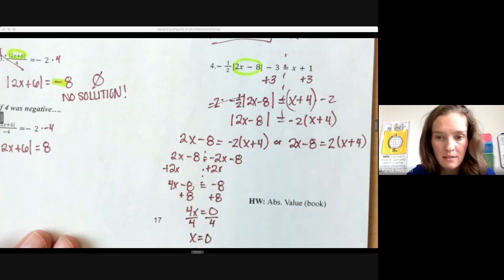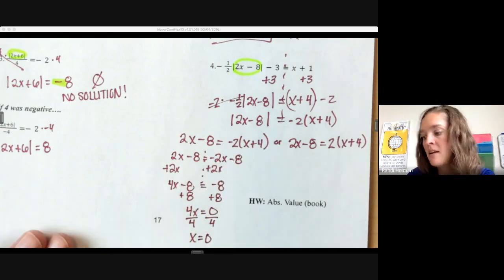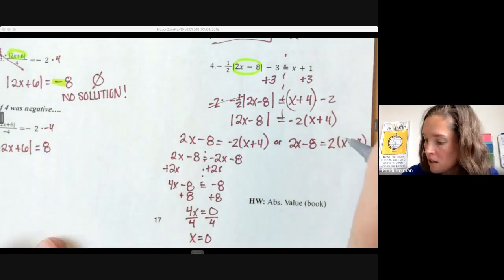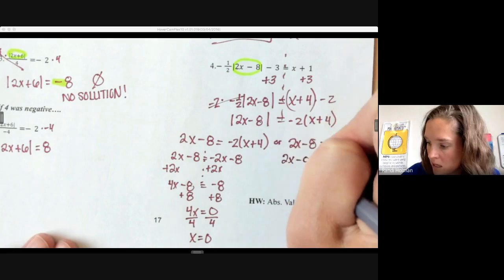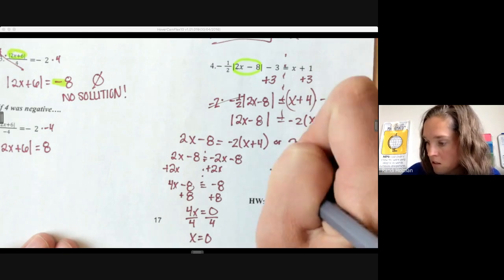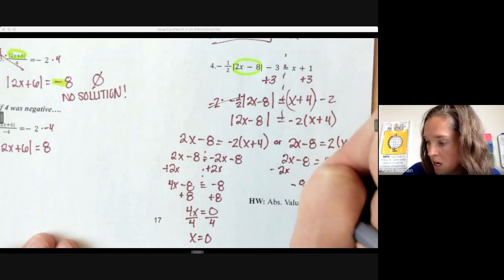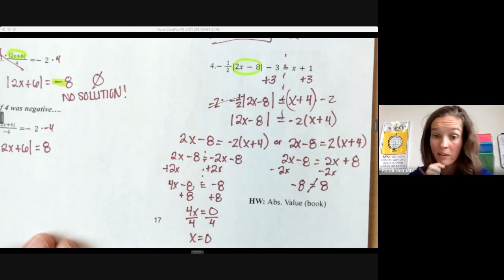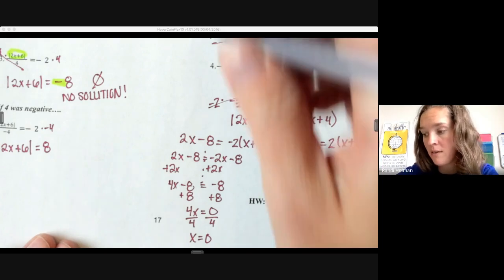That's an acceptable answer. It might work. We'll check in just a minute. Let's solve our other one. Let's distribute our 2 here. We get 2x minus 8 equals 2x plus 8. Subtract 2x, subtract 2x. We get negative 8 equals 8. Uh-oh, not true. That one didn't work. We didn't end up with a solution there. That's totally fine. Let's check 0, see if it works.